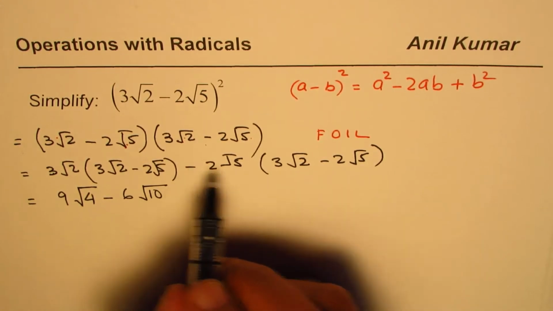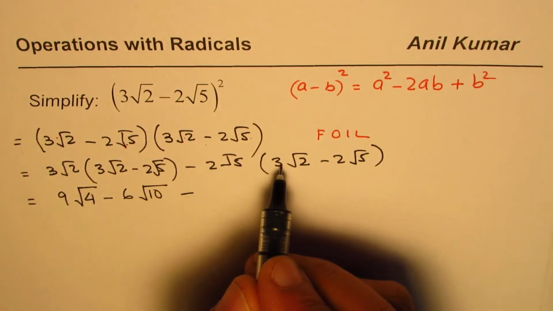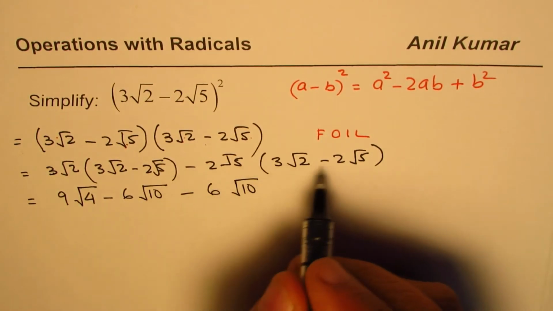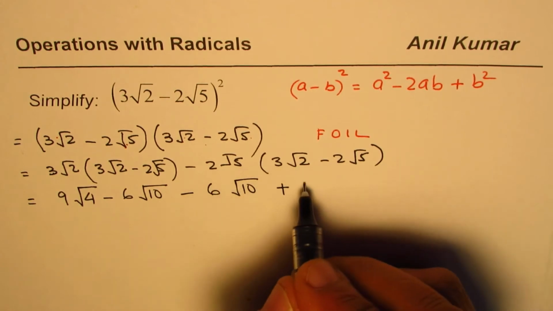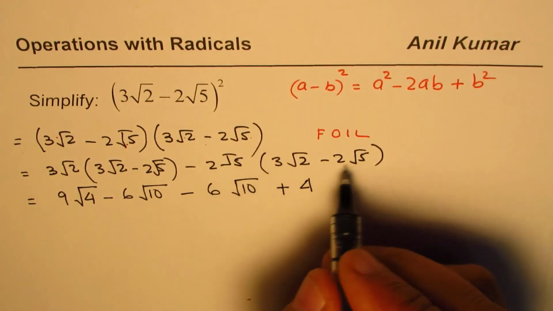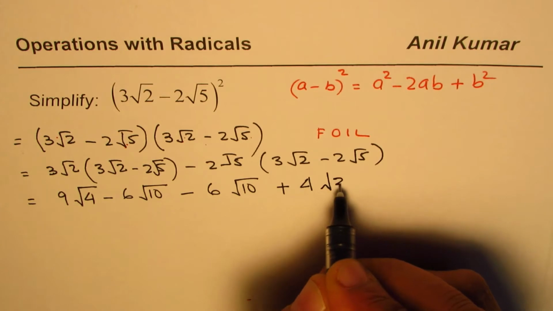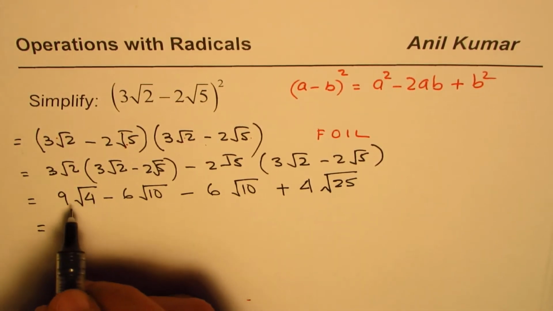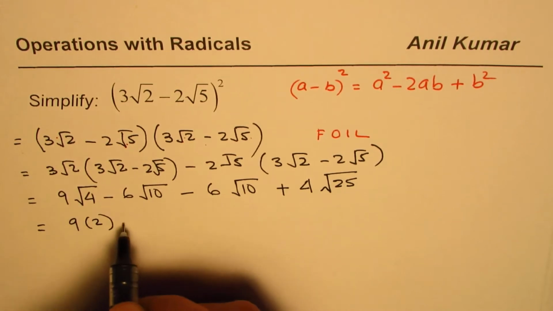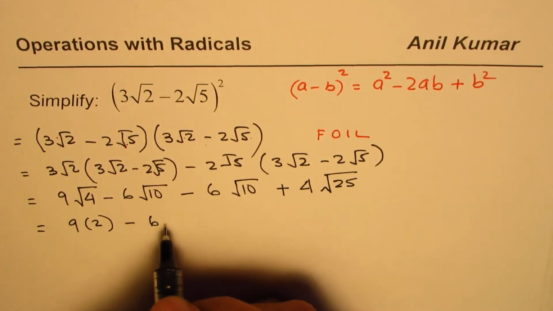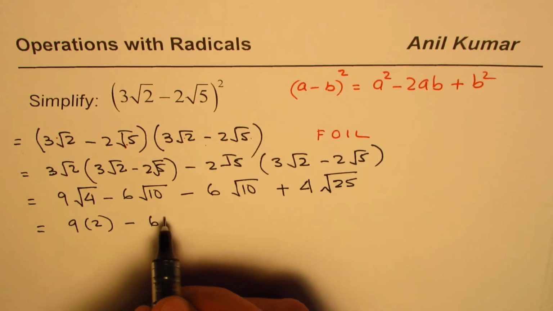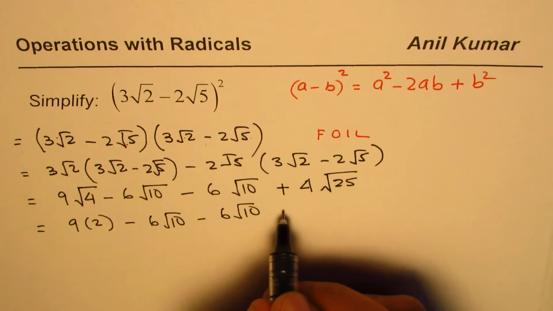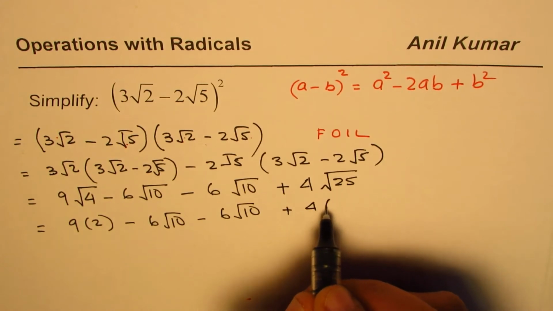Minus. So when you multiply by negative sign, negative 2 times 3 is negative 6. Within square root we have 10. Negative negative makes it positive. 2 times 2 is 4. Square root 5 times square root 5 is square root 25. You could have written 5 directly also. So let's rewrite this as 9 times 2 minus 6 square root 10. Okay. Minus 6 square root 10. And this is 4 times 5.